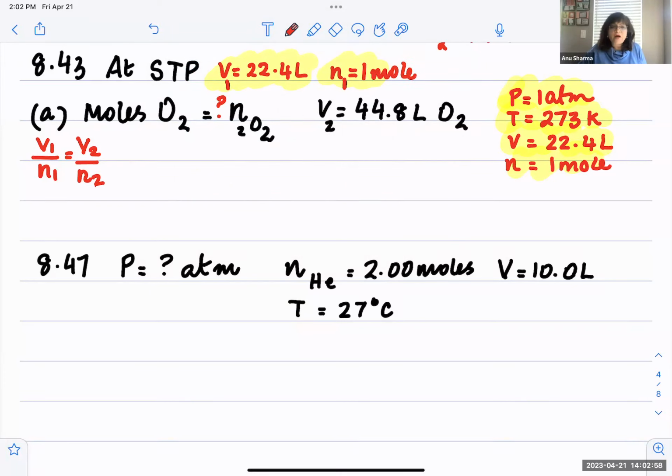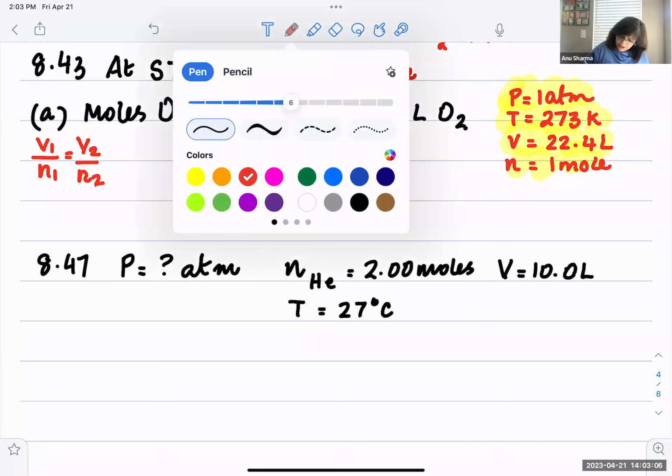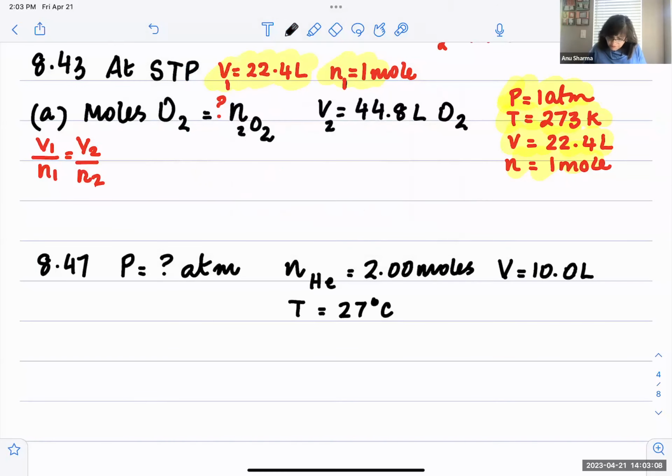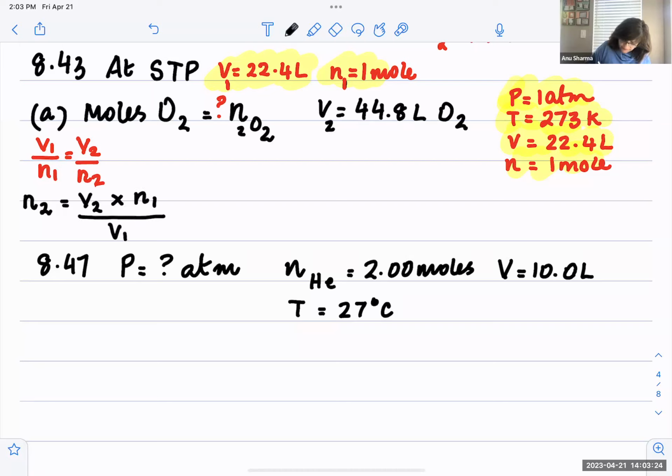Next, we need to find how many moles of oxygen are present in 44.8 liters of oxygen. So write down the formula. Here we are trying to find the number of moles, the N2 value. So rearrangement: N2 is equal to V2 times N1 over V1. V1, N1, and V2 are all known, and N2 is unknown.